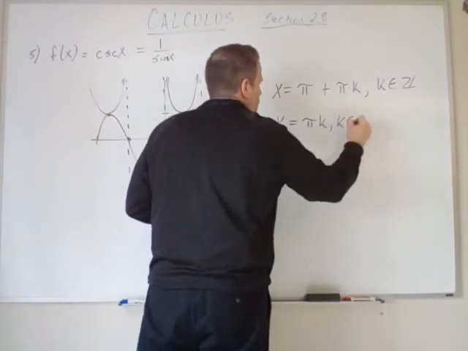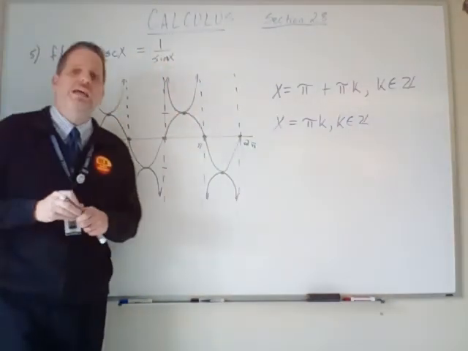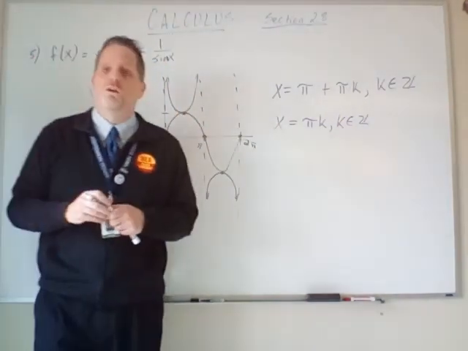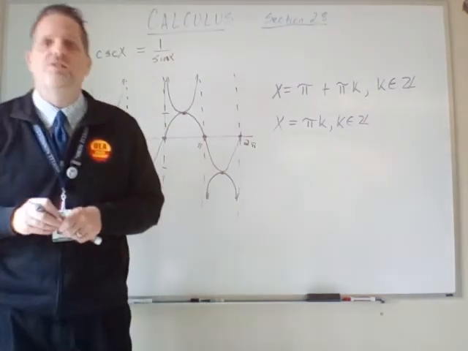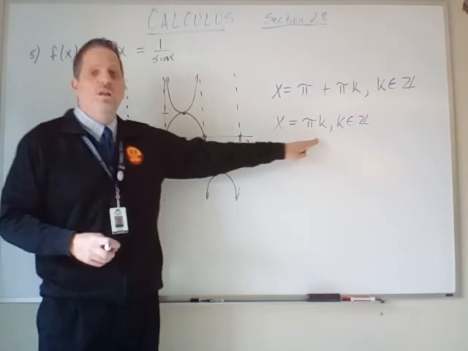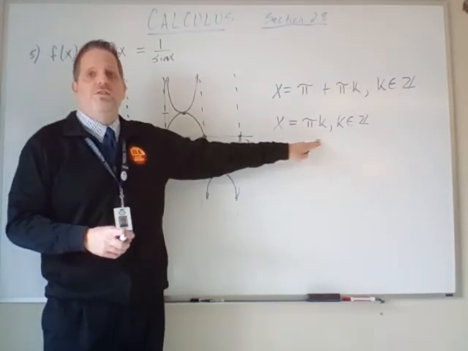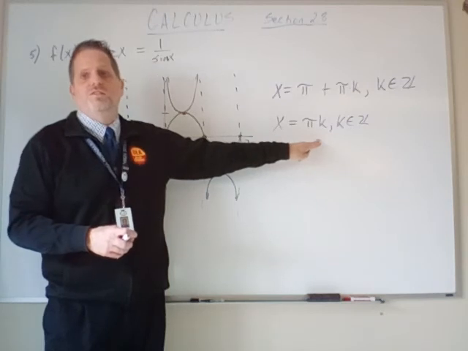Those are all of the positions that the cosecant function is discontinuous. The cosecant function is discontinuous at every asymptote. Here's an equation for all of the asymptotes of the cosecant function. And again, this is where the cosecant function is discontinuous.